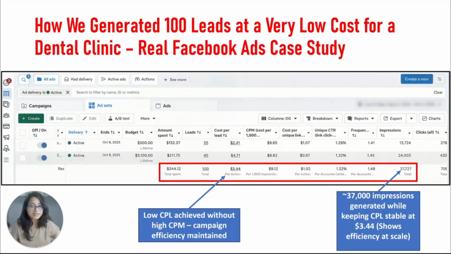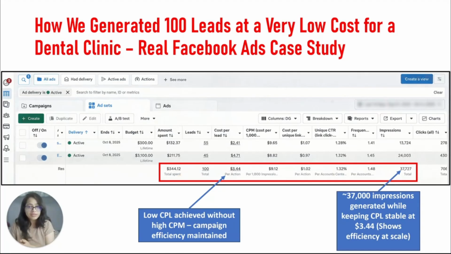On your screen, you can see my client's Facebook Ads Manager. Here we structured the campaign with two ad sets to test performance. Together, these ad sets generated around 100 leads with a spend of roughly 340 bucks, and the average cost per lead is about 3.4 bucks. Don't you think that's a really good result?